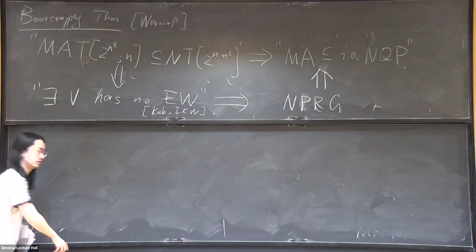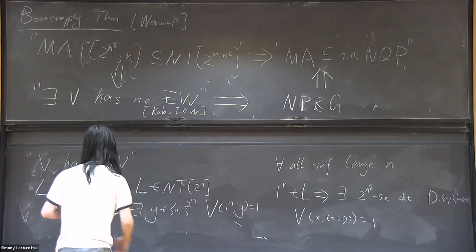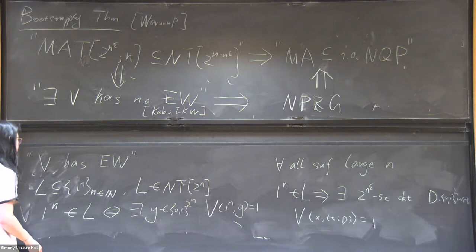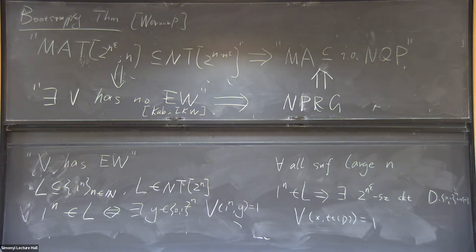So okay, I need to define what I mean by V has no easy witness. Let me start with what I mean by V has an easy witness, which is just the negation of this statement. V is a verifier for some language, and specifically, we're going to pick a unary language. So L is going to be a subset of 1 to the n.